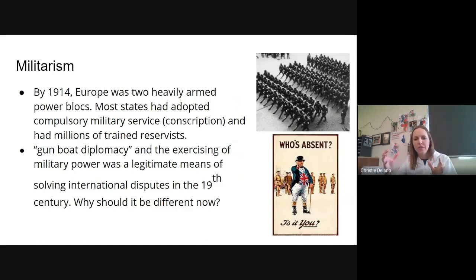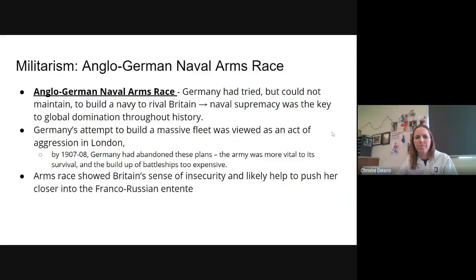Nations in the lead up to this time period were also using something called gunboat diplomacy. Basically, the flexing of their military might and their military muscles to try to intimidate an opponent to back down. We still see this today in some cases. What we also see is this idea of an arms race, the Anglo-German naval arms race.